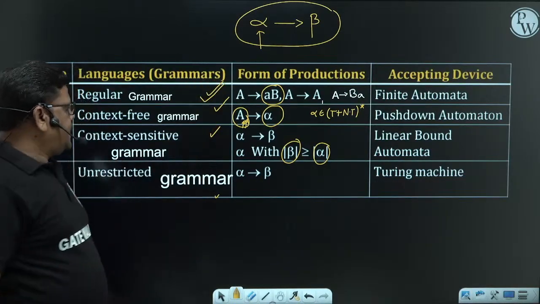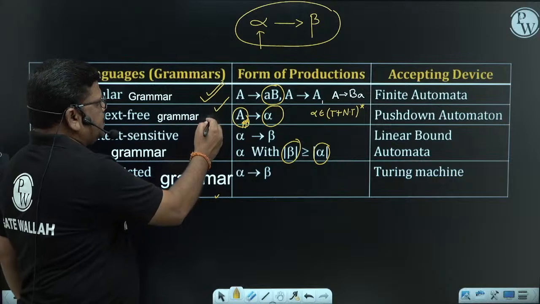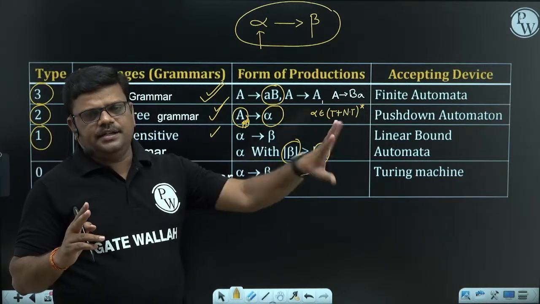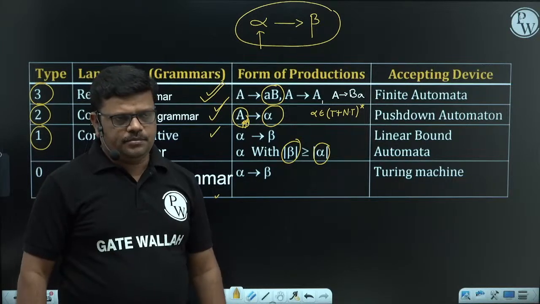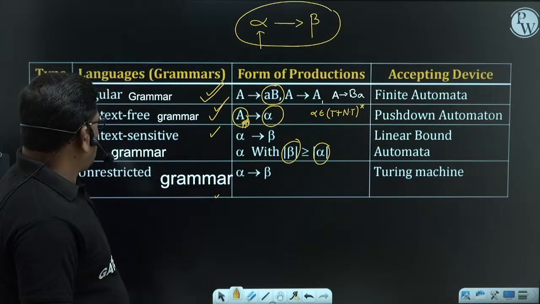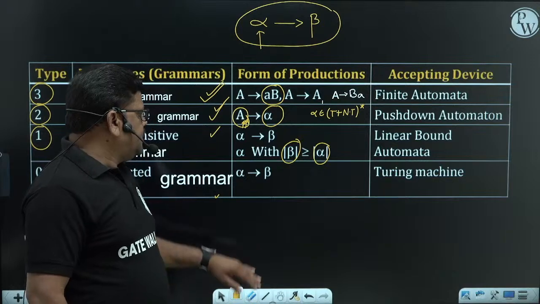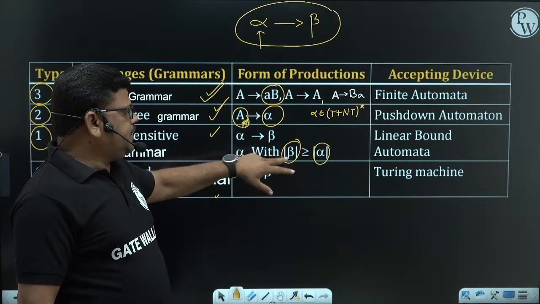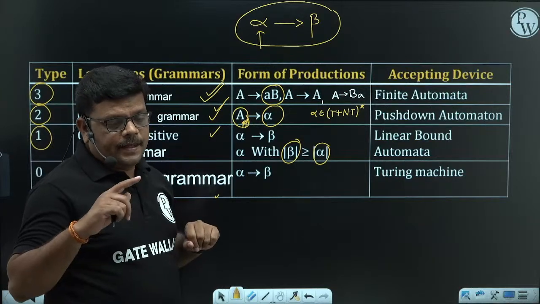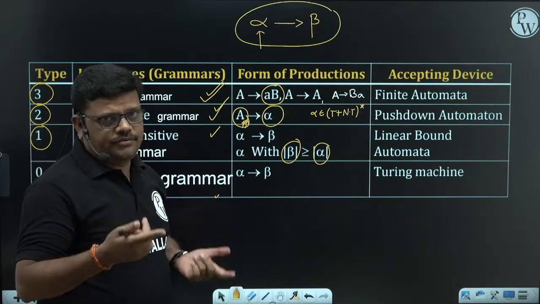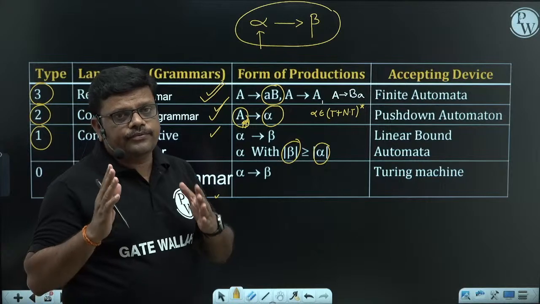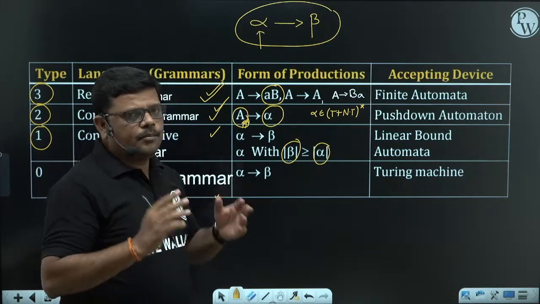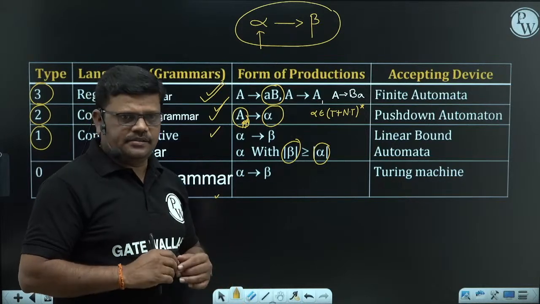Regular grammar. Then this is context free grammar. The rule of context free: left side one thing, right side any number of non-terminals and any number of terminals. Context sensitive grammar: left side, right side, anything, but the length of the right hand side should be greater than or equal to the length of the left hand side. Length means the number of terminals and non-terminals.